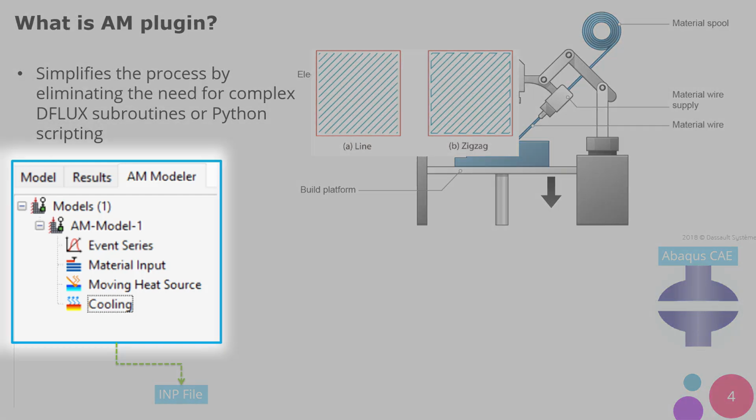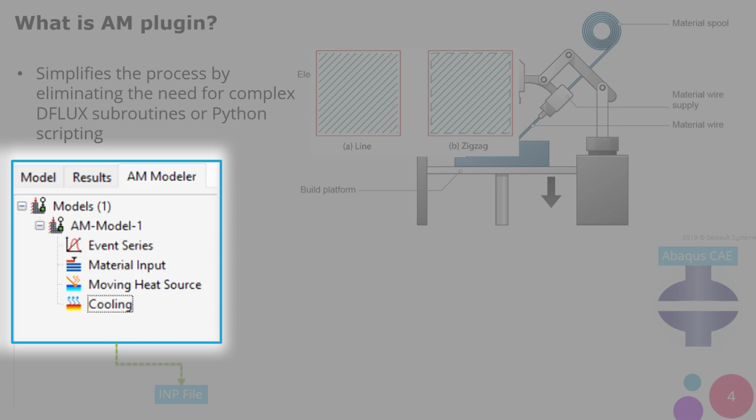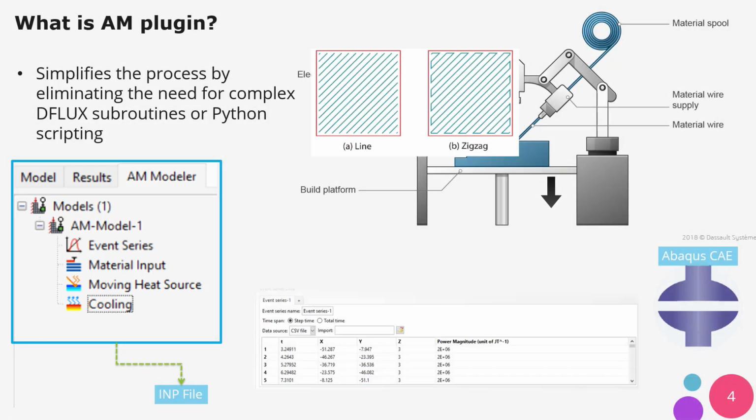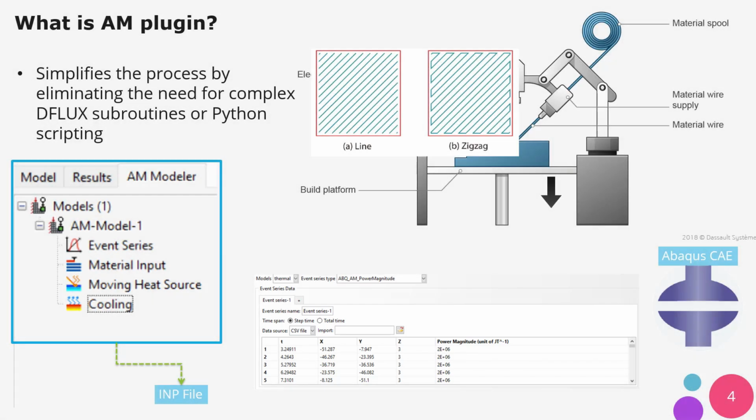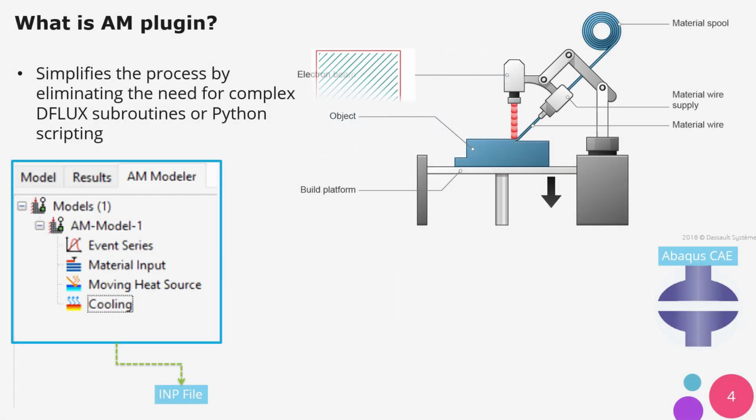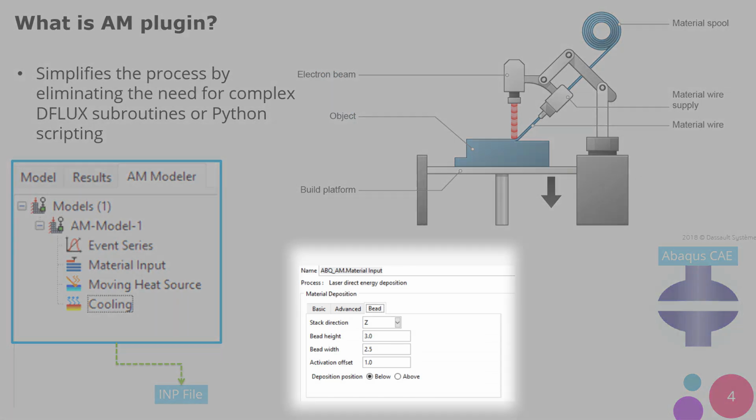So, if I were to introduce this plugin, as you can see, these are some of the working environments of the AM plugin. Initially, we have the event series, which includes the scan pattern and the path of material deposition. This illustrates the path of material deposition and the path of heat flux produced in the event series. Additionally, this section represents the material input, which indicates the amount of material to be added during the event series.